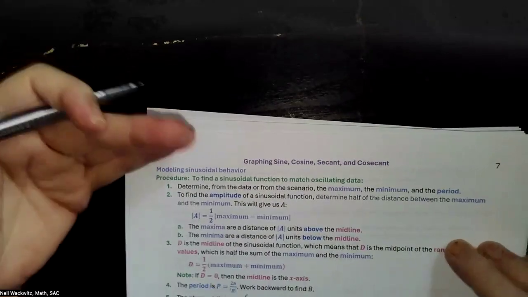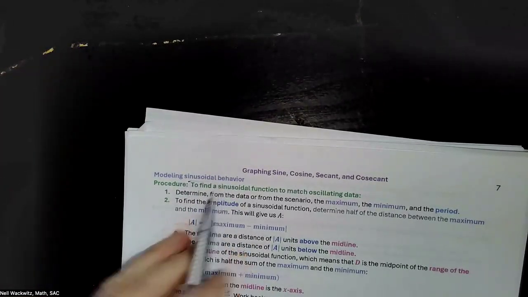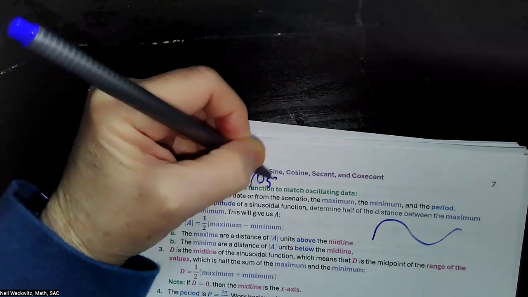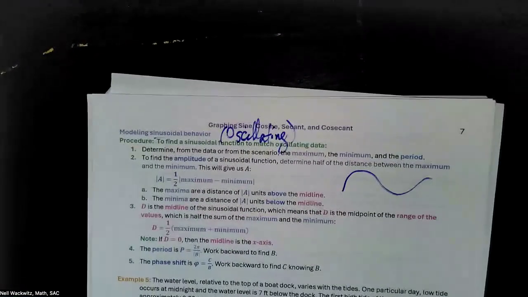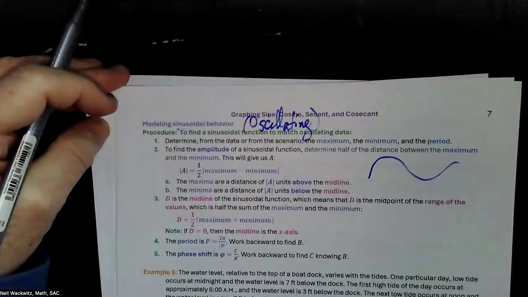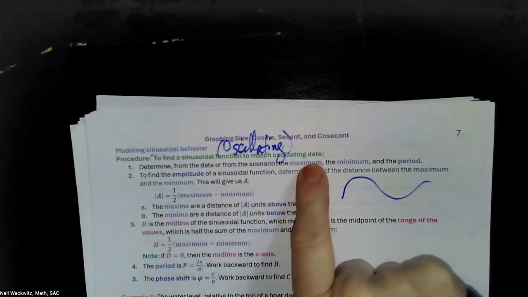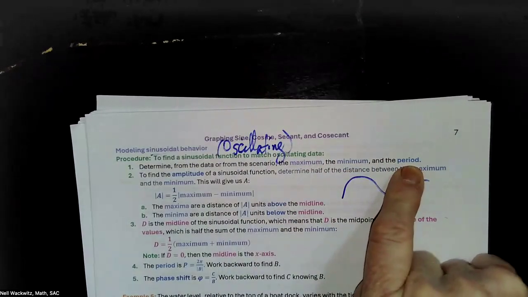So the two sinusoidal functions that we looked at are sine and cosine. All other trig functions are not sinusoidal. And when we say sinusoidal, we mean oscillating. So the first thing we do is we look at the data and we find the largest y value, the smallest y value, and how long does it take before things start repeating.